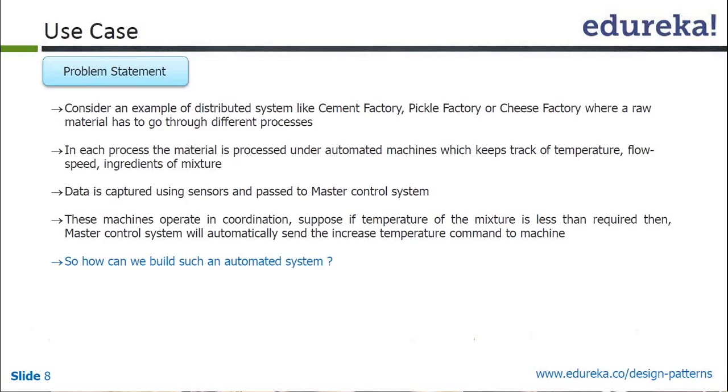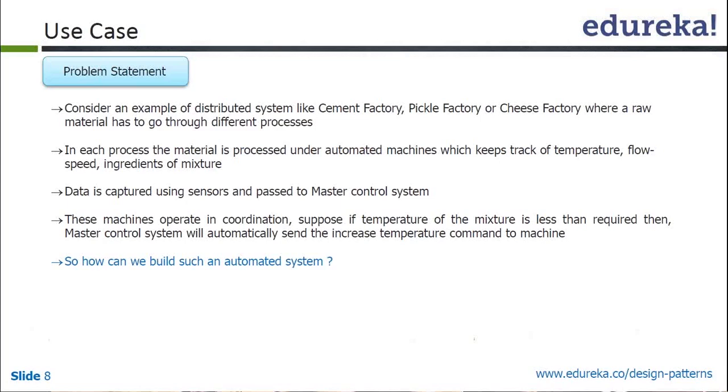There would be some automated machines that keep track of the speed, the temperature, the ingredients and all. And the data is captured using various sensors employed in this automated system, and these sensors are going to send their input to the master control system. The master control system will look at those sensor values and operate on the data, decide what action to take, and then the action is relayed to something called actuators, which may change the temperature or may change the mixture proportion.